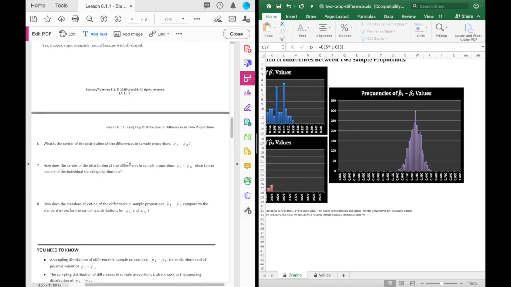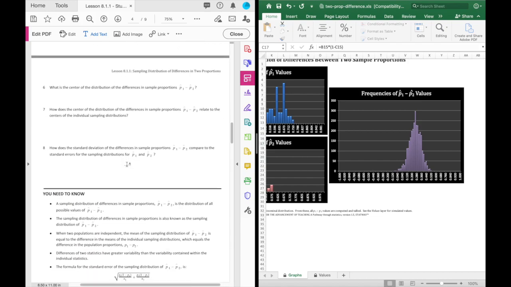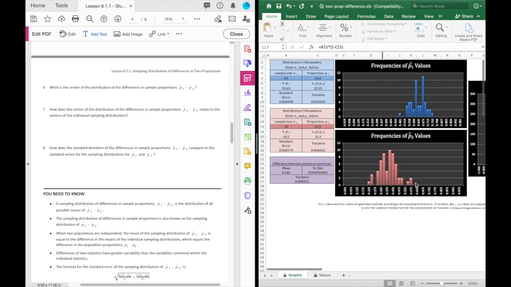Okay, number 6. What is the center of the distribution of the differences in sample proportions, p1 hat minus p2 hat? Well, we could try to eyeball where the middle is here, right? It looks like it's about a little less than 0.28, right? Because the center looks like it's right below 0.28. Actually, right here, it says 0.246 is the mean, right? So 0.246 is the mean of the differences in sample proportions.